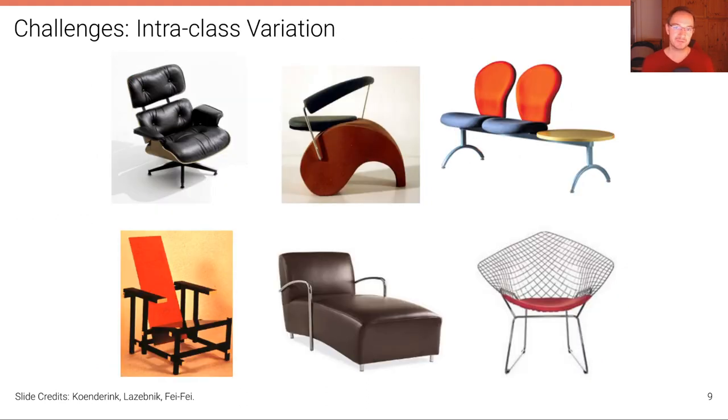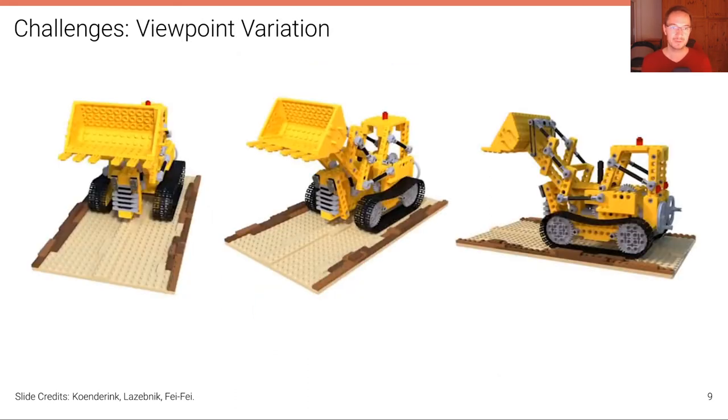Another challenge is intra-class variation. Here's an example with chairs. So even though all of these objects are chairs, they look quite different. At the pixel level, these are completely different input signals to a neural network that has to classify these as chairs. And this makes the problem of object recognition hard. Another challenge is viewpoint variation. So here is always the same Lego bulldozer, but from different perspectives. And of course, again, the input to the neural network looks completely different despite all of them showing the same object at about the same size.